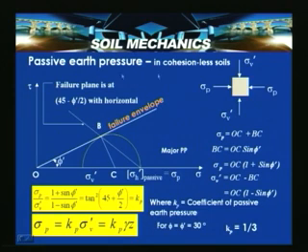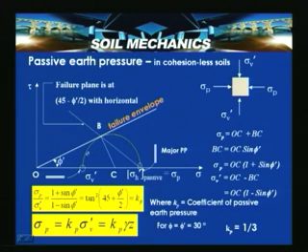Now, similar to what we discussed in the active condition, in the same way we can derive the passive earth pressure conditions in cohesionless soils. Here the same element is taken. Sigma v dash is the effective vertical stress, and sigma p is the horizontal stress at the passive state, that is, the passive earth pressure.